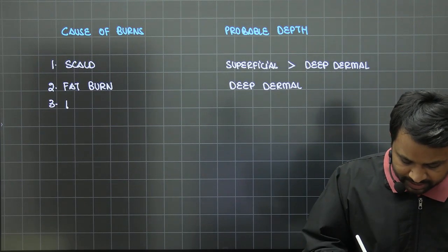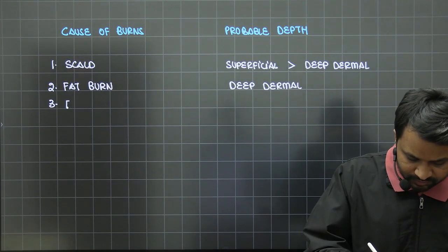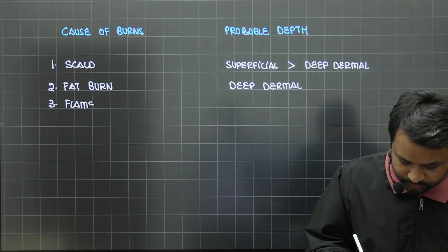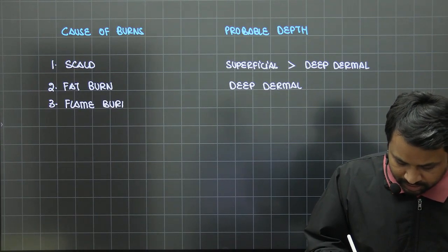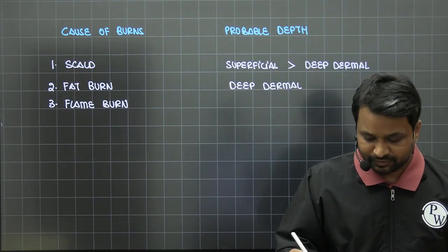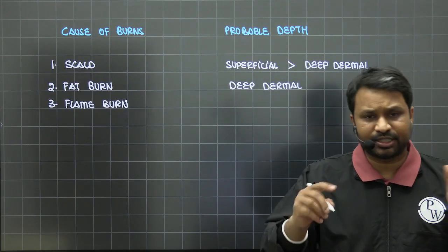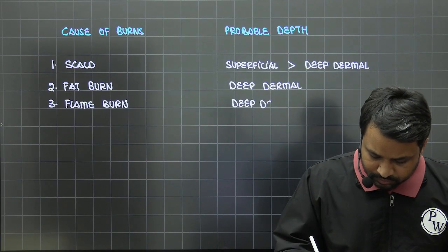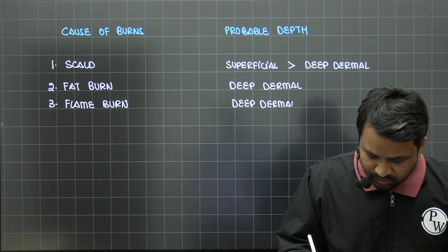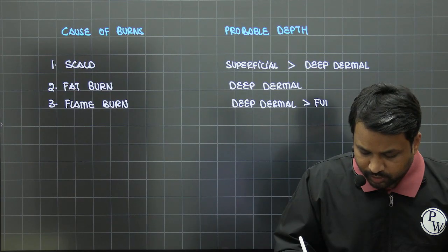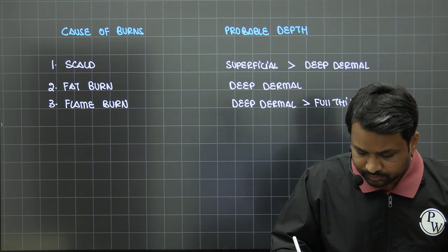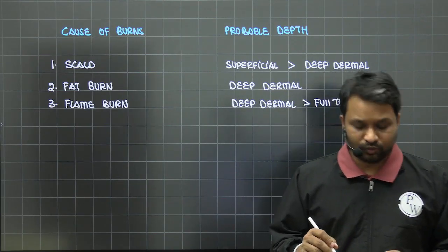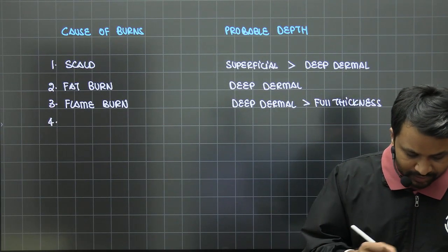Then you have direct exposure to the fire itself. We call it flame burns. In the flame burn, if you look at it, it is more commonly deep dermal when compared to full thickness. Full thickness will only occur if there is a longer duration of contact. So it is deep dermal when compared to full thickness. That is for your flame burns, right?